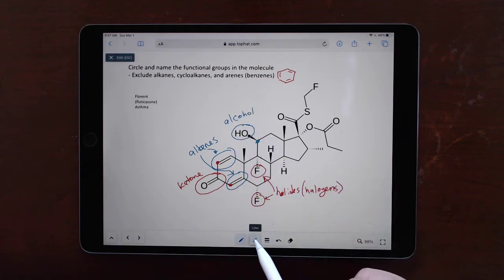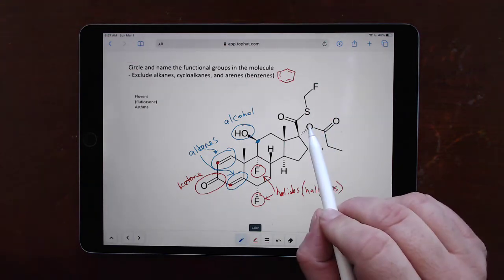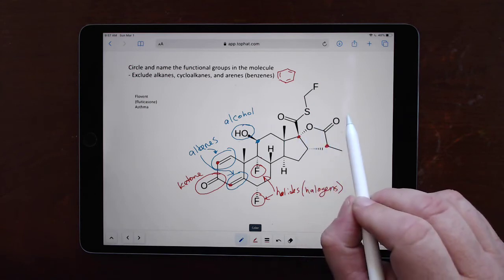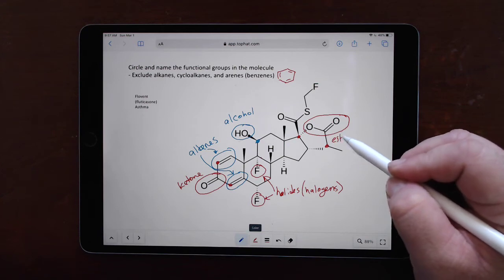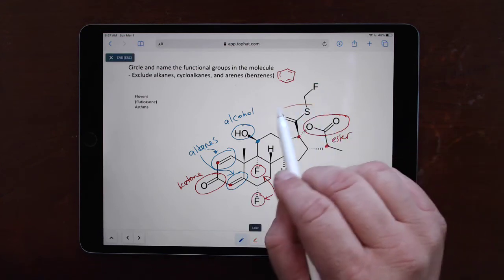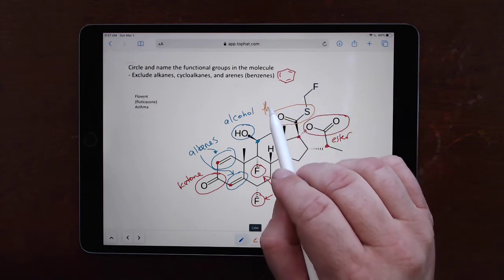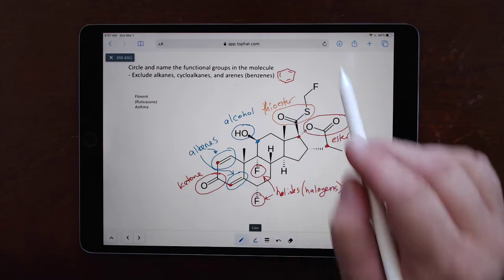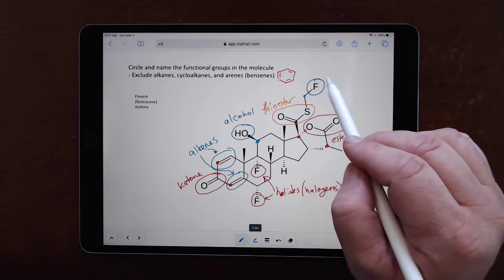Okay. Now for this one, we have a C double bond to O, and it's O carbon on one side and a carbon on the other. And so that one is an ester. Okay. Now this one here is not on your list, but this is the sulfur version of an ester, and so this is actually a thioester. You don't have to worry about that one. And then the last one is that guy there. This one's a halide.